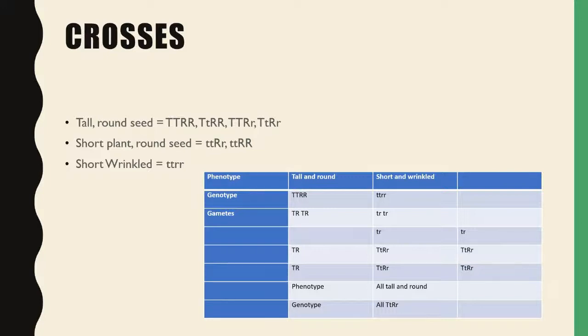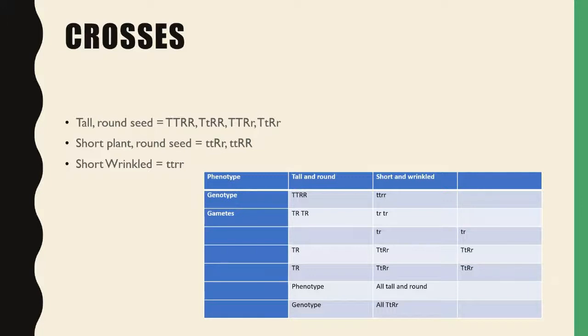So if we go to the cross right now, the genotypes we're going to cross are tall and round, capital T, capital R, with short and wrinkled, recessive, two small t's and two small r's. So the gametes, when we cross that, we get TR and TR, they're all big, and then for short and wrinkled, tr.